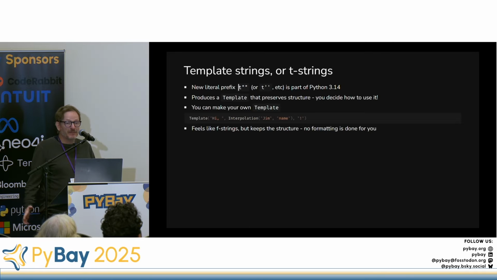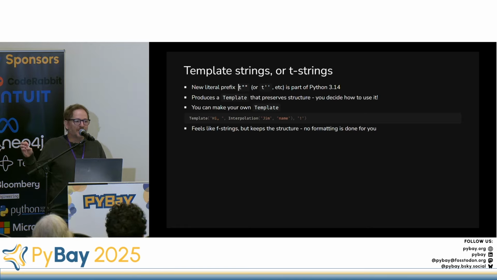In any event, template strings or T-strings, we start with modeling after F-strings. So instead of using F, you just use T. But it produces a template that, as it says here, preserves the structure. And you can also make your own template quite readily.